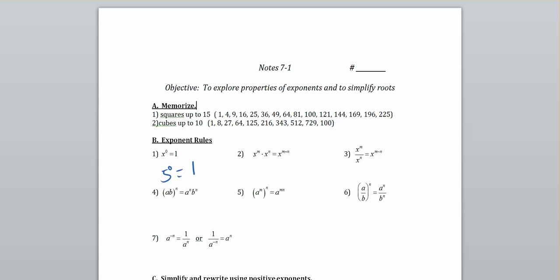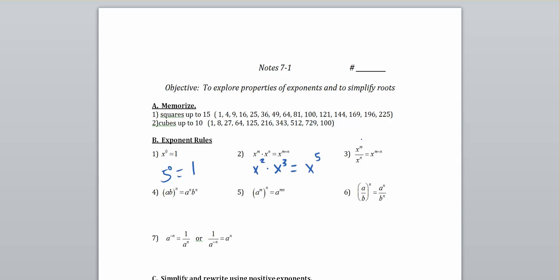All right. The second rule is when I'm multiplying exponents, meaning if I had like x squared times x to the third, what I'm really going to do with those things is when I multiply exponents, I add them. So that would wind up being x to the fifth.